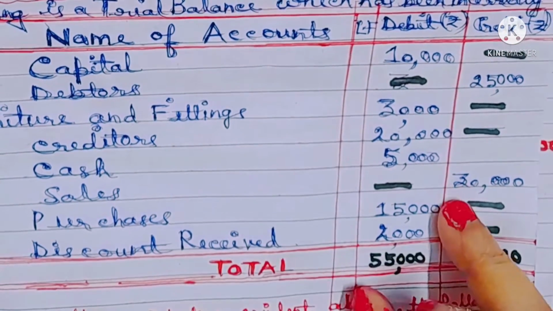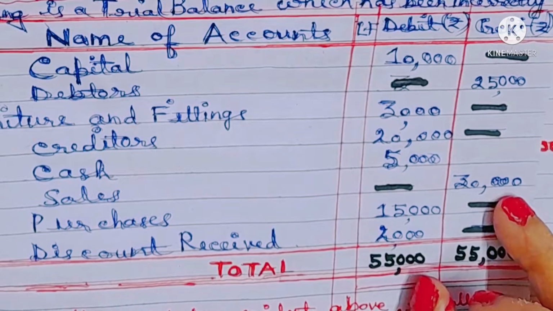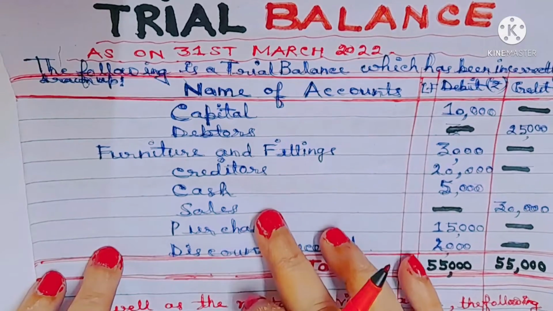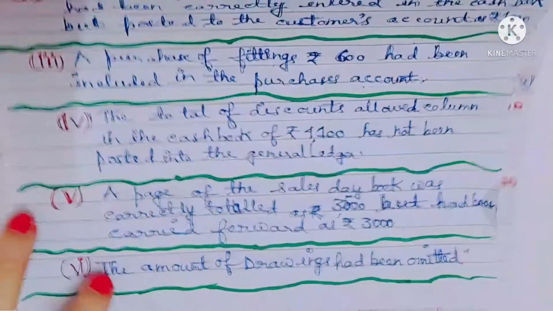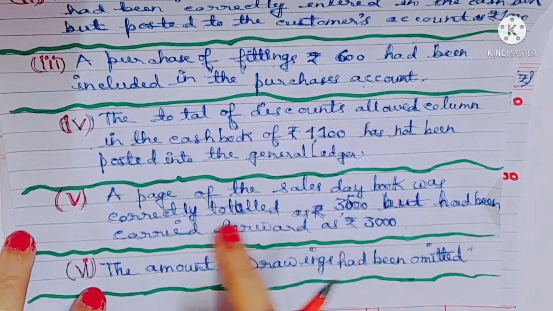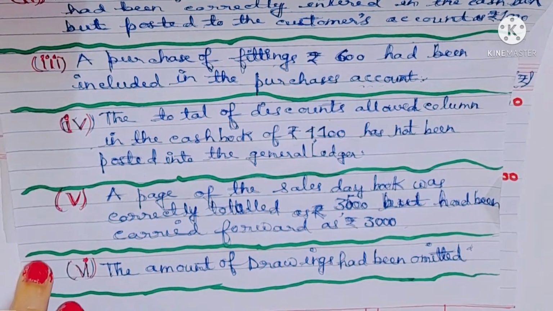Sales, which has been correctly written in the credit column 30,000, but still we can't write 30,000 in the credit column straight away because there is an adjustment for sales. So let's go through the adjustment first. Number 5. A page of the sales daybook was correctly totaled 3,500 but had been carried forward as 3,000.